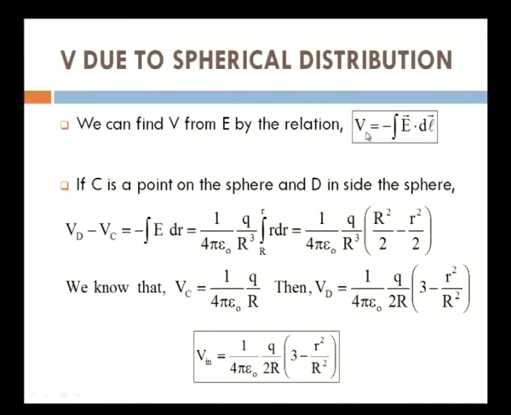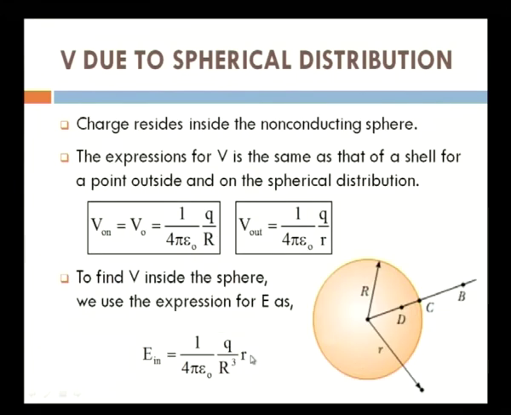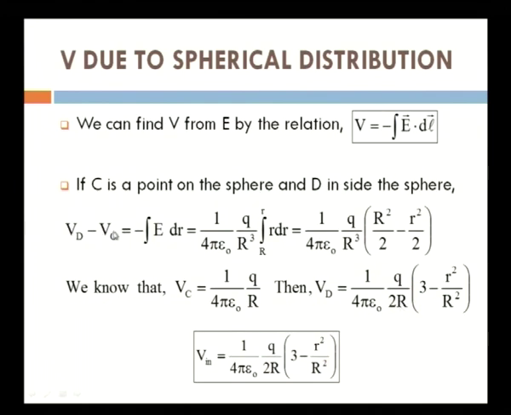So, we write the expression, just now we have seen a relation relating potential and the electric field. This is the main relationship we are going to use. So, we write it for our case. These are the 2 points we are taking. C is on the sphere and D is inside the sphere. We are interested in finding the potential at the point D, which is inside the sphere. So, we find out the potential difference between the 2 points C and D using the relationship V D minus V C is equal to negative of integral E dr.